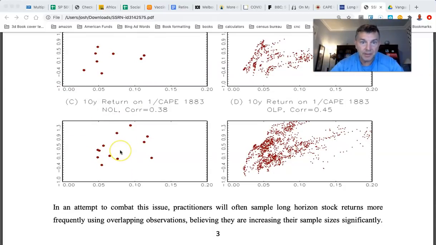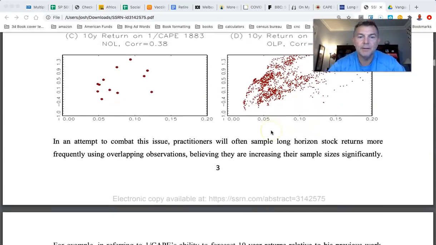10-year returns, we got going back to 1883. There's nothing you can make here. You can't make any prediction on that. But if you do it monthly, where you're overlapping data, it's a swarm effect.